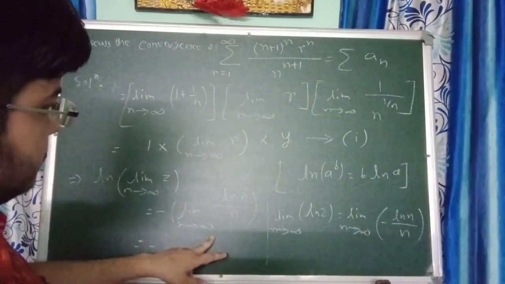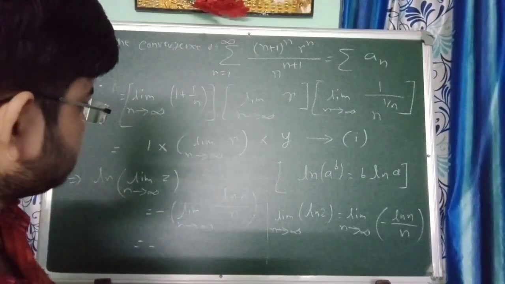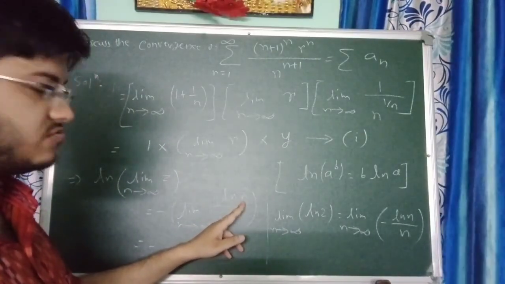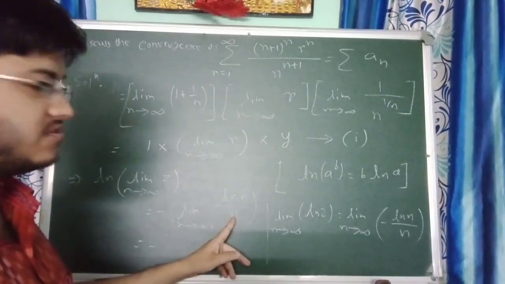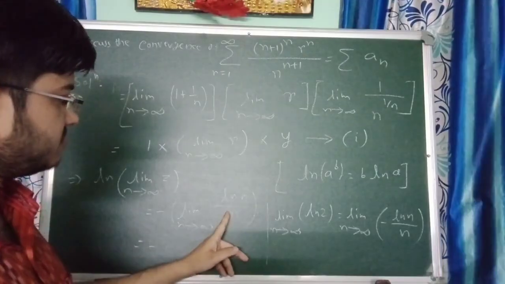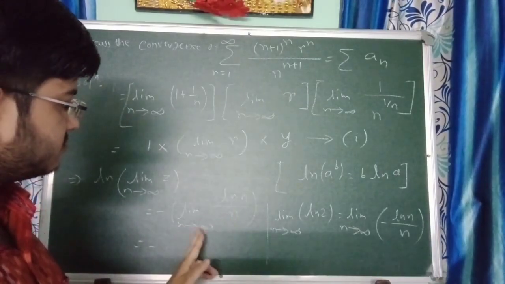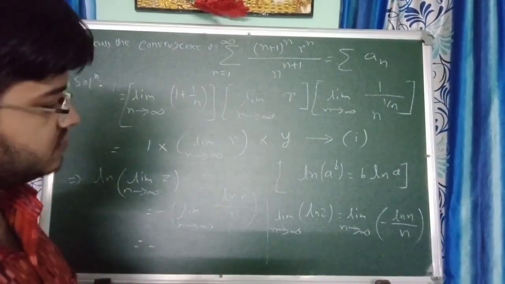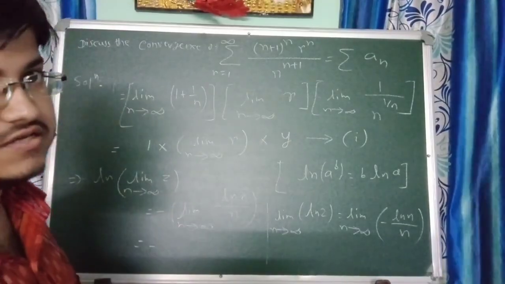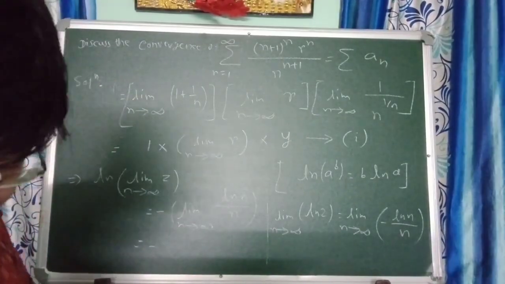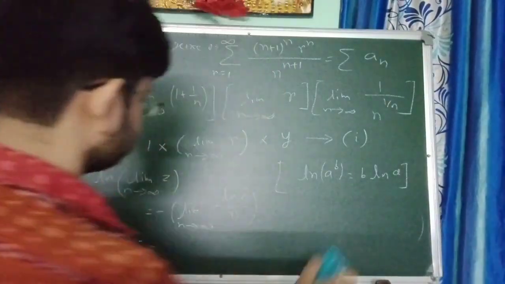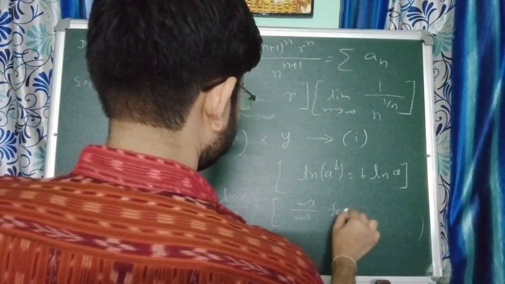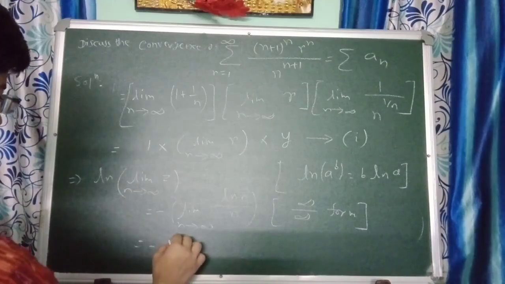Now taking limit tending to infinity in this expression, we clearly see that when n goes to infinity, log of n goes to infinity, and also the denominator n goes to infinity. So when n goes to infinity, both numerator and denominator go to infinity. So this is the form infinity by infinity, so we apply L'Hopital's rule here.